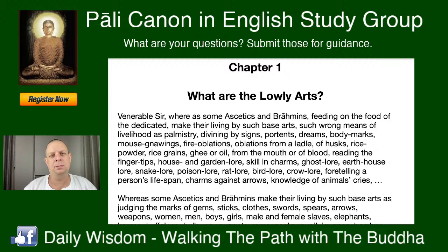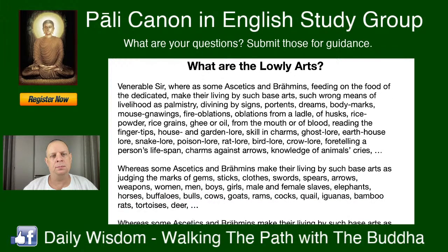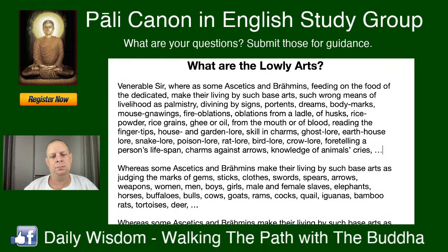Okay. Chapter 1. What are the lowly arts? Venerable sir, whereas some ascetics and Brahmins, feeding on the food of the dedicated, make their living by such base arts, such wrong means of livelihood as palmistry, divining by signs, portents, dreams, body marks, mouse gnawings, fire oblations, oblations from a ladle of husks, rice powder, rice grains, ghee or oil, from the mouth or of blood, reading the fingertips, house and garden lore, skill in charms, ghost lore, earth house lore, snake lore, poison lore, rat lore, bird lore, crow lore, foretelling a person's lifespan, charms against arrows, knowledge of animals' cries.